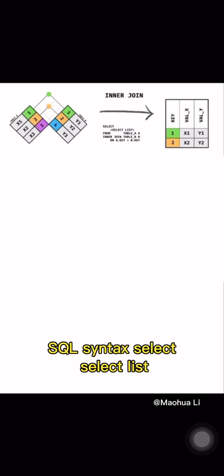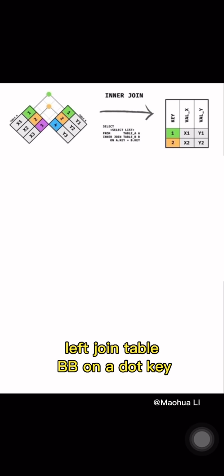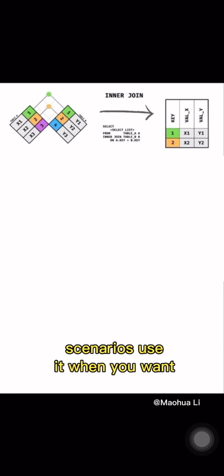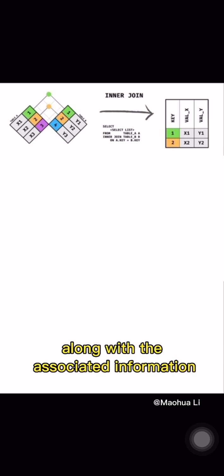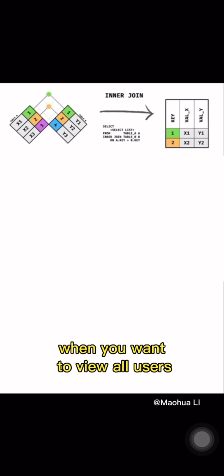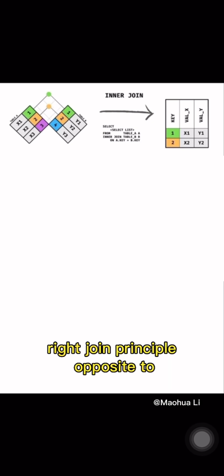SQL syntax. Select list from Table A left join Table B on A.key equals B.key. Application scenarios. Use it when you want to get all the information from the left table along with the associated information from the right table. For example, when you want to view all users, regardless of whether they have purchase records or not.